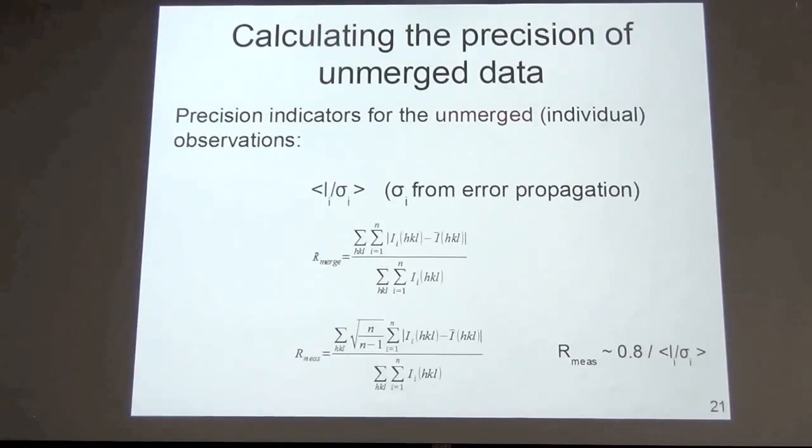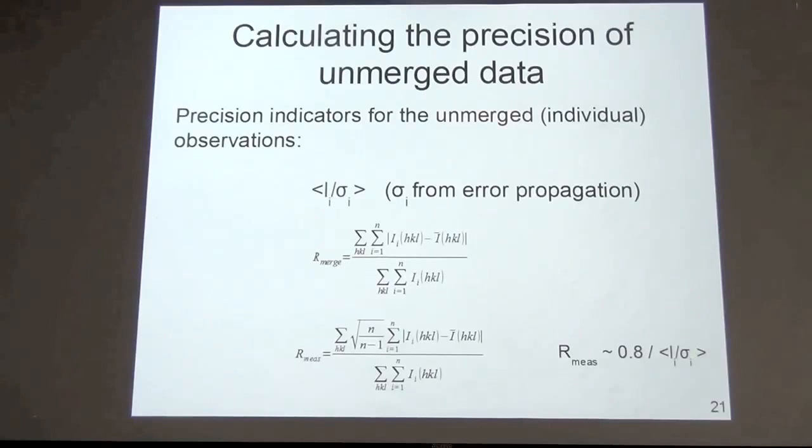And then there's R merge. This is the same as R sym, by the way, same formulas, but different name. And here we see it's just a relative deviation from the average. It's just the definition that I had on the previous slide with the numerical examples. This is what everybody would come up with. So intuitively, this makes a lot of sense to calculate the precision in this way, right? And it's a relative quantity because it's normalized.